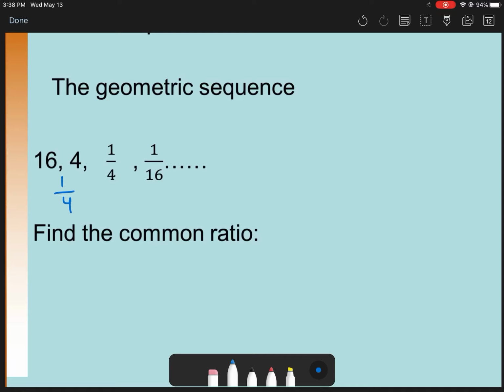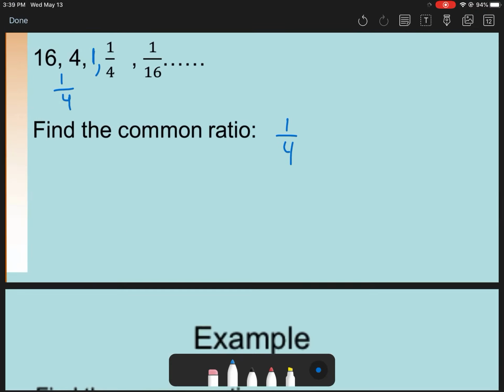Okay, 4 times 1/4. That doesn't look right now. 4 times 1/4 would give us 1. There should be a 1 in there. And then 1 times 1/4 would give you 1/4. 1/4 times 1/4 would give you 1/16. Okay, so the common ratio is 1/4.